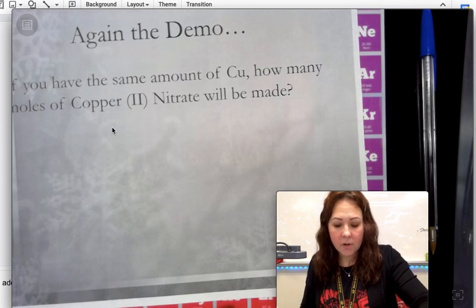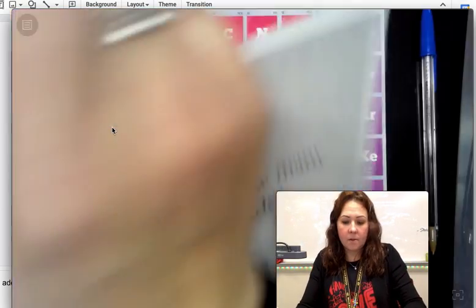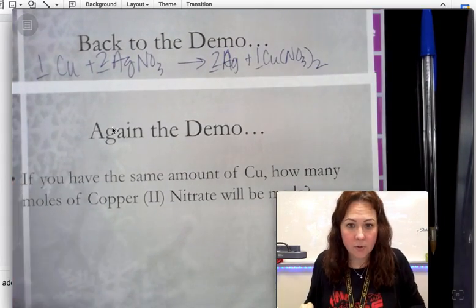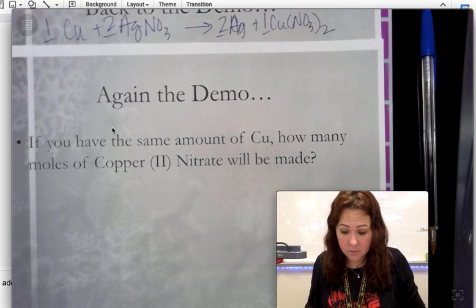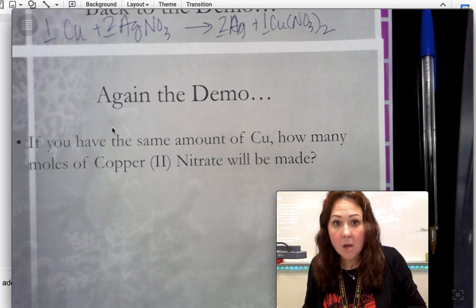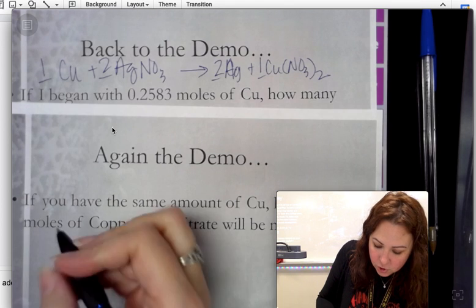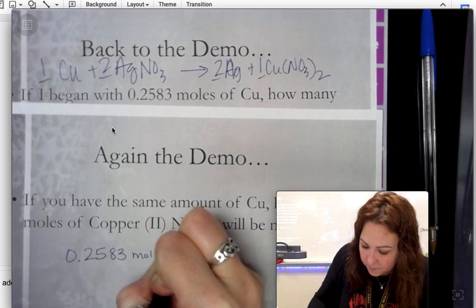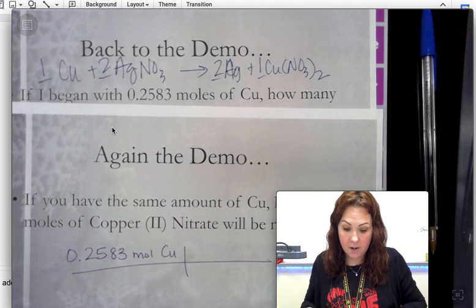For the one last one, again, we have the demonstration. So I'm going to put the equation up there. Since it's already written, we may as well use it, right? This one says you have the same amount of copper. How many moles of copper nitrate will be made? So in the question before, it says that we have 0.2583 moles of copper. We want to know how many moles of copper nitrate will be made.